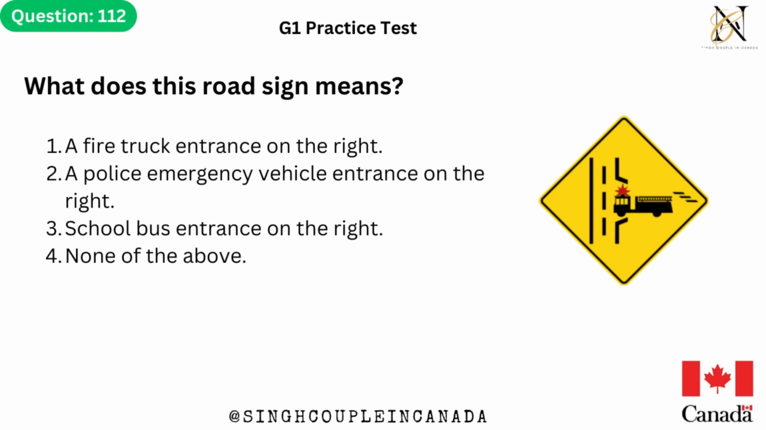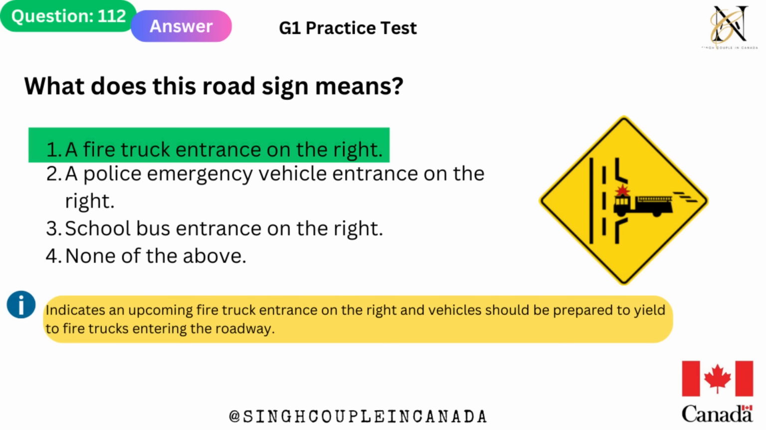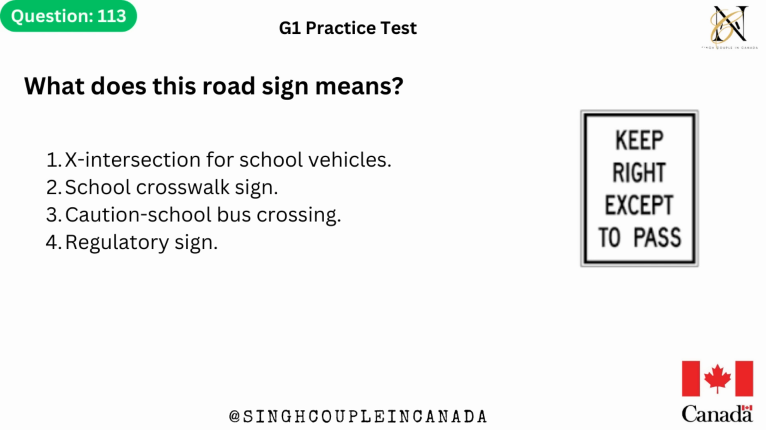What does this road sign mean? 1. A fire truck entrance on the right. 2. A police emergency vehicle entrance on the right. 3. School bus entrance on the right. 4. None of the above. The answer is 1, a fire truck entrance on the right. Indicates an upcoming fire truck entrance on the right, and vehicles should be prepared to yield to fire trucks entering the roadway.